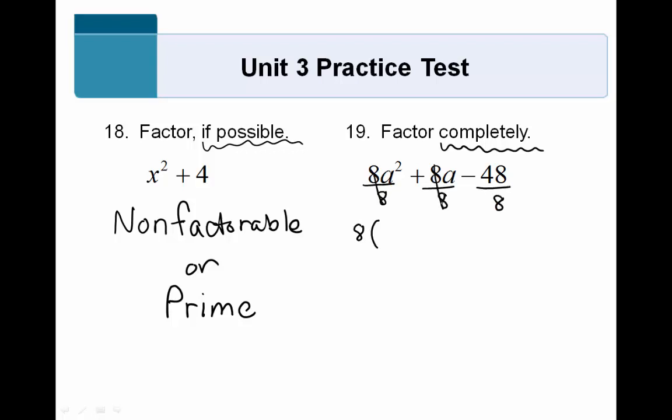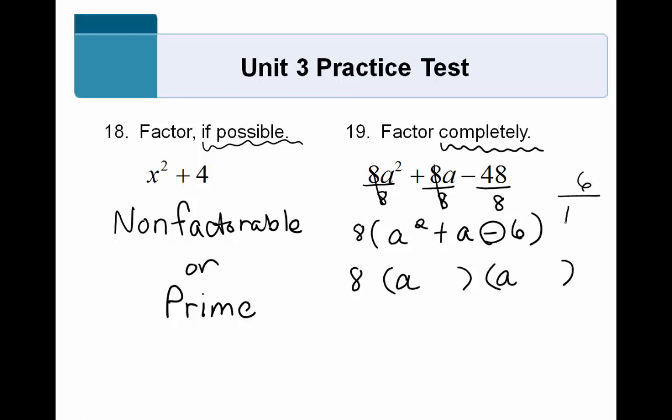We can remove the 8s. We'll have a squared plus a minus 6. Our signs will be different. A times a is a squared. Factors of 6: 1 and 6, 2 and 3. It needs to add up to positive 1. So 3 and 2.